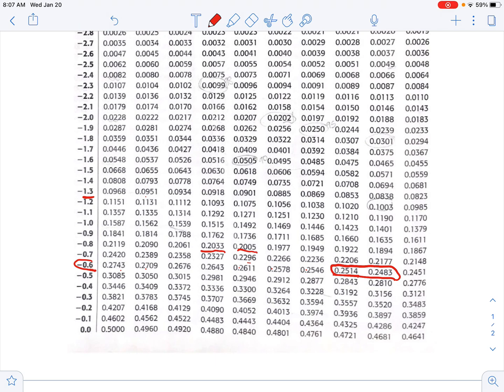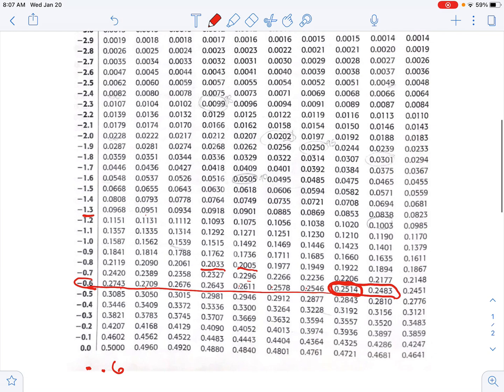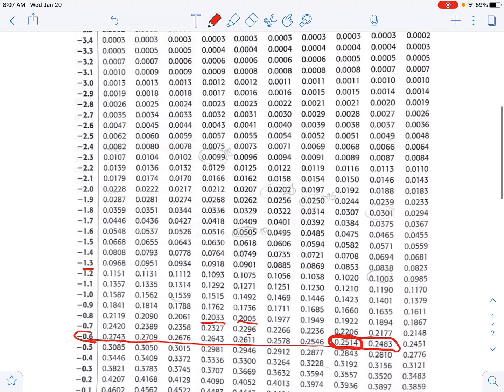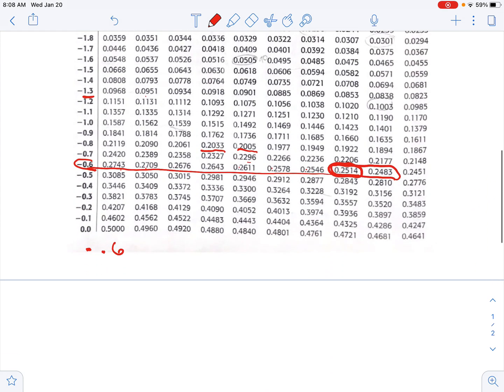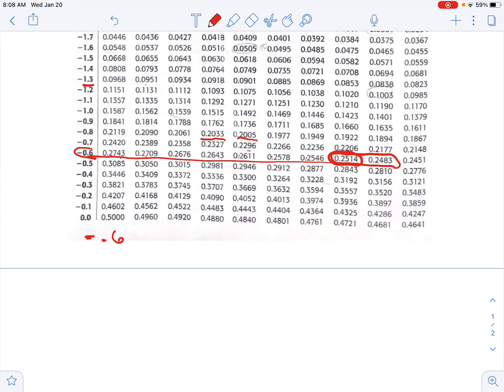0.2514 or 0.2483. So this one's closer. So what value is that? If I look at it, the value is negative 0.6. Then we scroll up this column all the way up to where we see it, and it's negative 0.67. So negative 0.67 represents the bottom 25%.